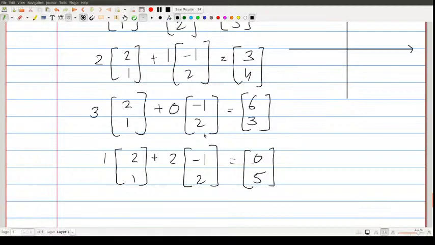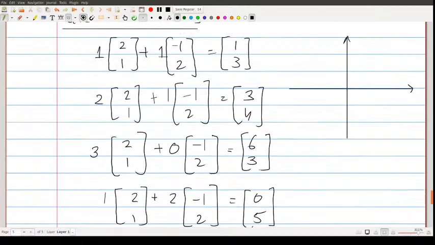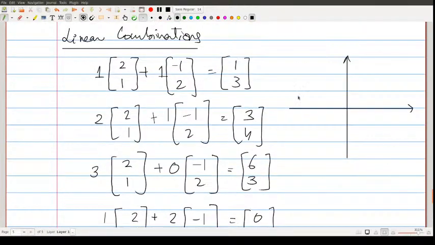I've just taken a few combinations. There are of course lots and lots of numbers that you can take. You can take half times this and 5 times this, or 6 times this and 3 times this. There are infinitely many possibilities, and what I'm interested in seeing is, let's say 2 times 1. So I got the vector 1, 3.